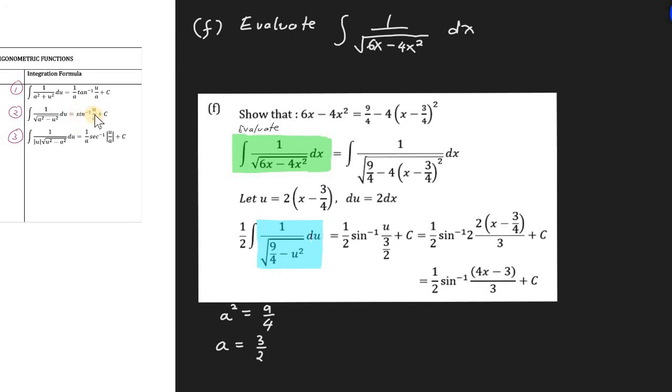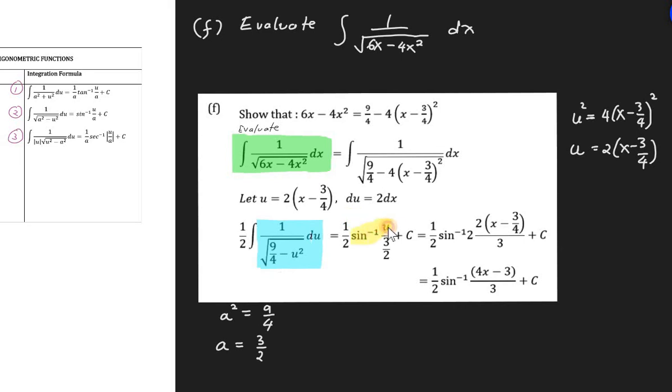The answer is inverse sine of u over constant a. What is the u? The u is this whole set just now. We take this u square being 4x minus 3 on 4 square just now. So the u, we take a square root of this. As we quote the answer, this is the answer that we can quote.